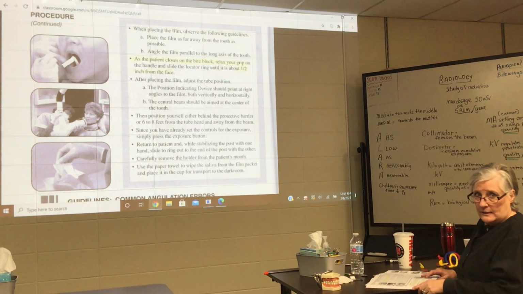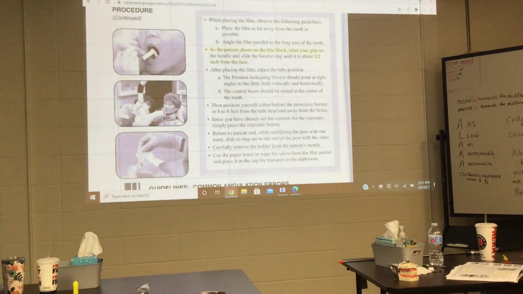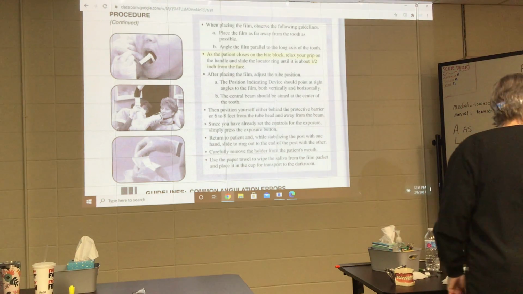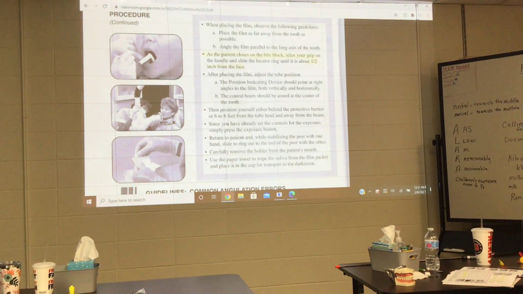To talk about errors now, common errors. And I need to find some room on my board. We're going to talk about an elongated image, and we're going to talk about a foreshortened image. What does elongated mean, do you think? It gets longer. Foreshortened, it gets shorter.